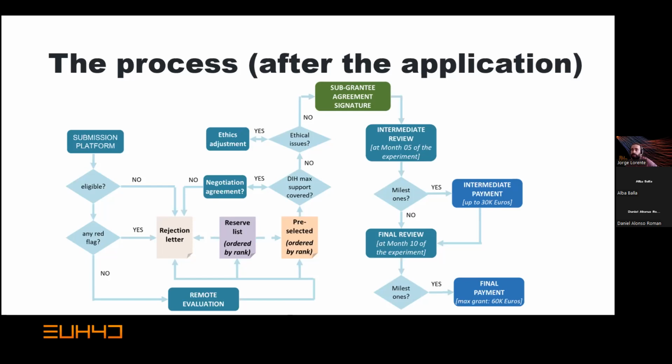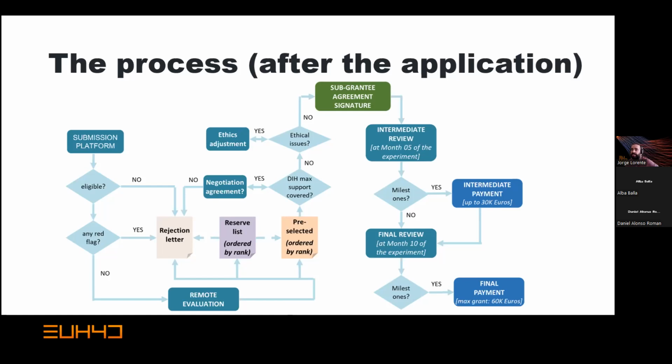Once we receive the evaluation of the external evaluators, we will order the experiments by rank and we will propose for funding the ones with higher rank until covering the funds. So easy. In the third open call, we can grant up to 18 experiments. Therefore, the 18 with higher rank will be proposed for funding.